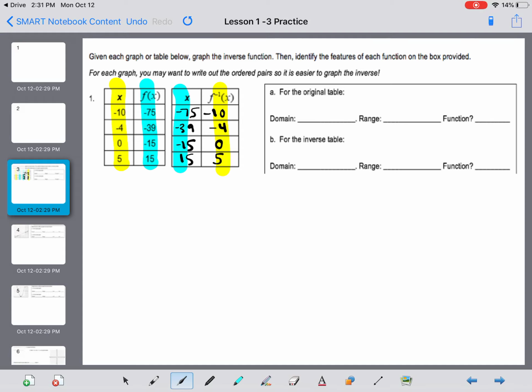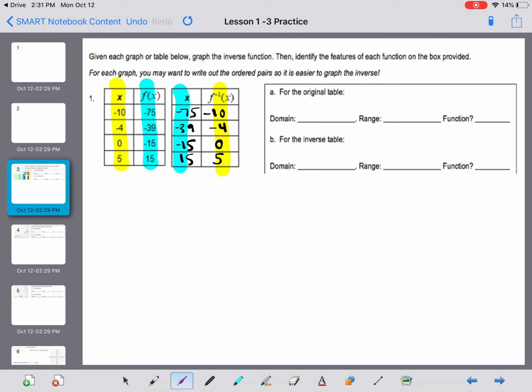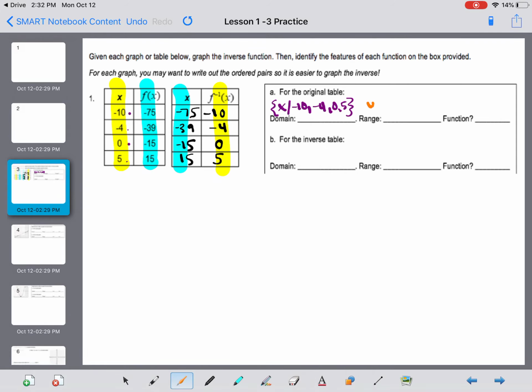When we enter in the box, the domain of the original table, that's all the x values. So the domain of the original table, we're going to write it in set builder notation, because it's just a list of numbers. It's negative 10, negative 4, 0, and 5. That's the domain. The range is all the y values. So again, write it in set builder, because it's a list of numbers. It's negative 75, negative 39, negative 15, and positive 15.